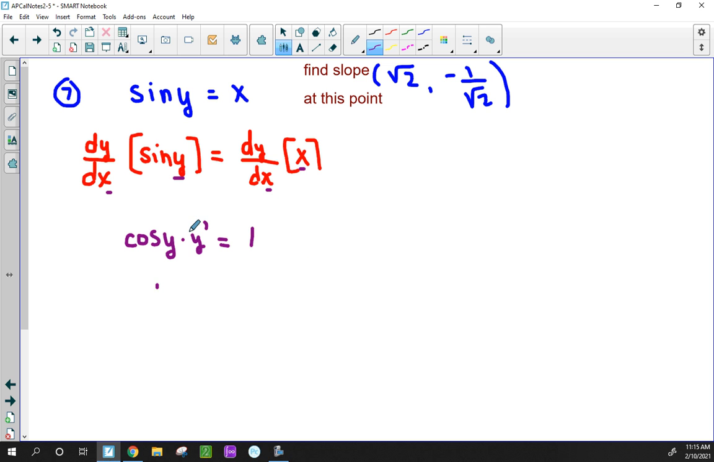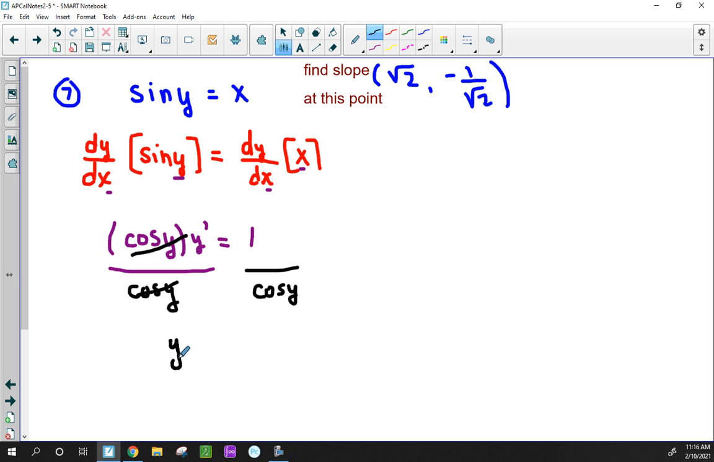So in this case, I see cosine y is actually being multiplied by y prime, and so I'm going to have to divide to get rid of it. So please pay attention to how it's related to the y prime symbol, and that way you know what algebraic operation to use. Some of these can get a little tricky because there'll be so many terms. So make sure you're staying organized, using parentheses when you need to, and so forth.